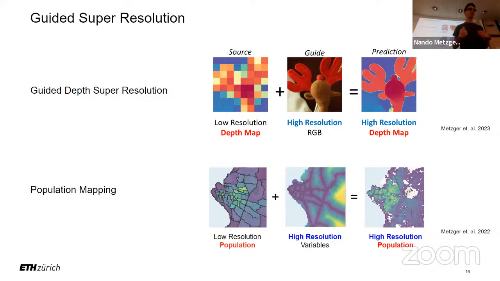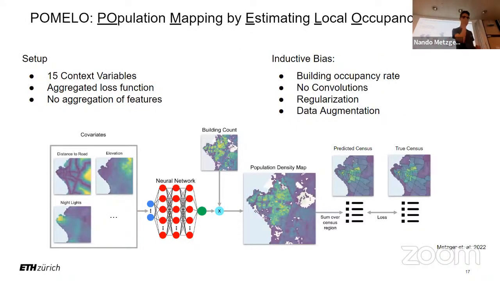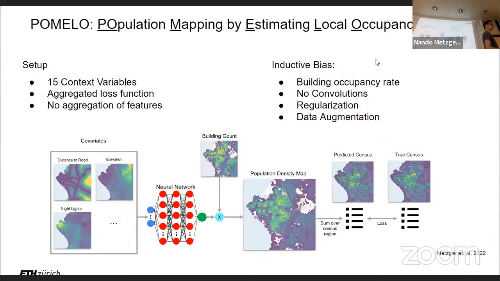So I went to the literature of guided super resolution, and I came up with my own algorithm for it. This is called POMELO. It stands for population mapping by estimating local occupancy rates. It goes as follows. You start with the covariates that I described, and you want to map them to a population density. So it's really a map-to-map translation with a neural network.